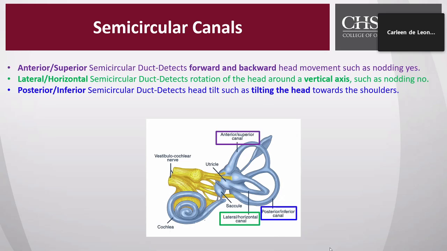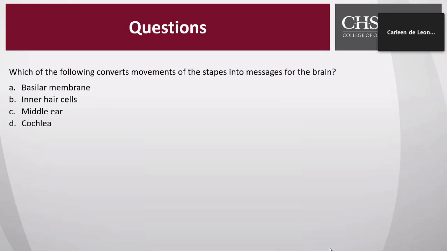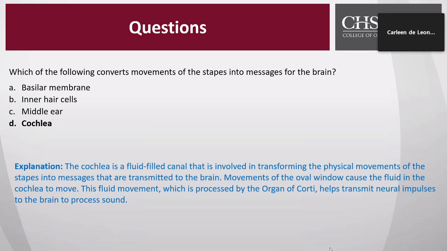I have a question coming up. Which of the following converts movements of the stapes into messages for the brain? Anybody? Cochlea? Yes. So there's the explanation. The cochlea is a fluid-filled canal that's involved in transforming the physical movements of the stapes into messages that are transmitted to the brain.